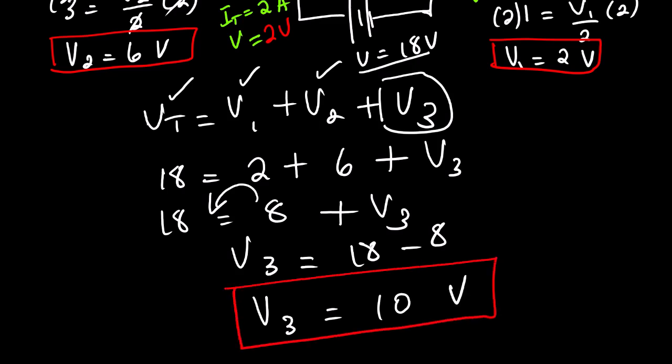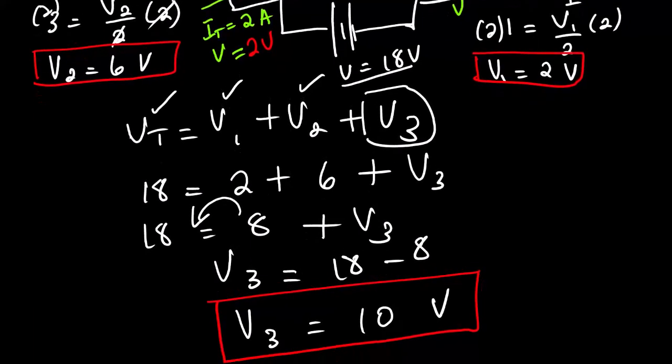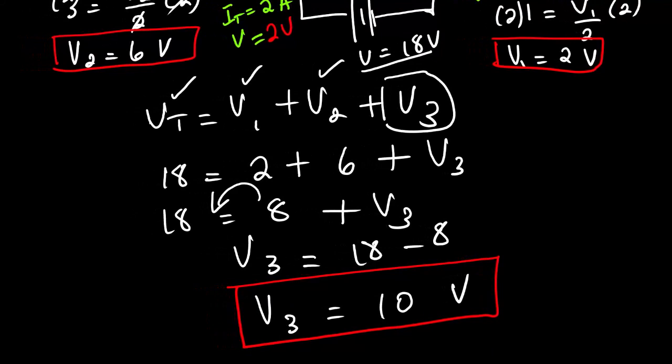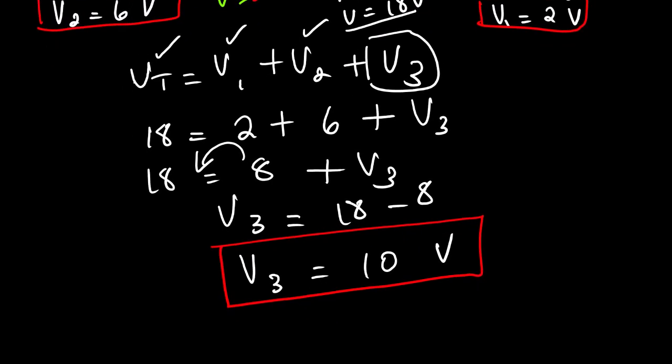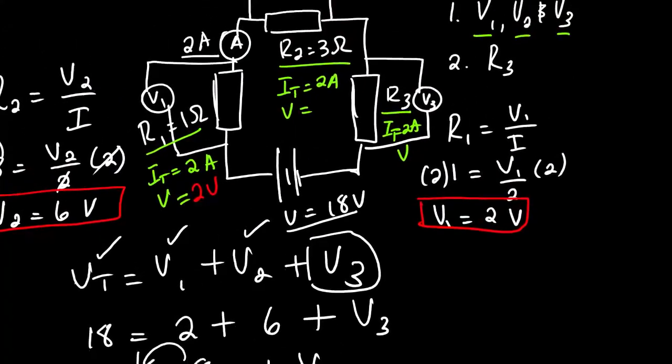I hope you got this one correct. Now we are done with the first question. V1 it's 2, V2 it's 6, V3 it's 10. Now moving to the next question, which is R3.